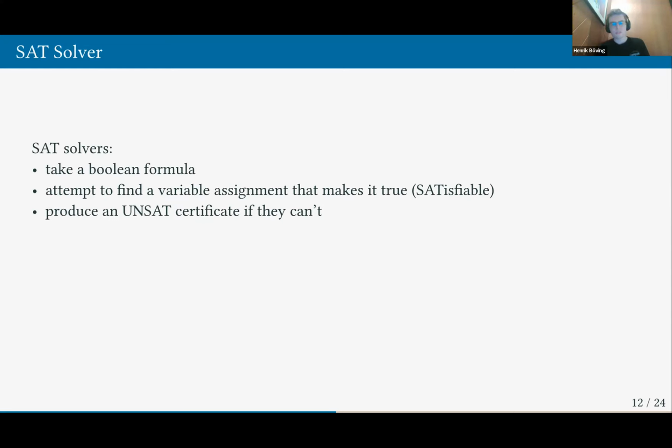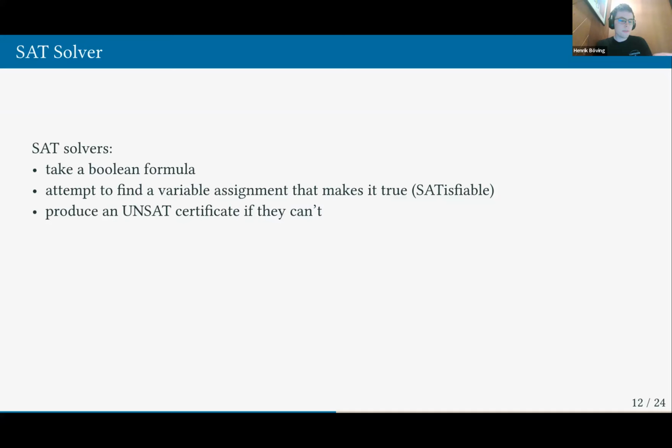And for that, we are going to use a SAT solver. And just a brief explanation, if you don't know SAT solvers, basically we give them a Boolean formula, and the solver will try to find a variable assignment that makes this formula true, and we say it's satisfiable, hence the name. And the important part for us is if it cannot find such an assignment, it's actually going to produce a so-called unsat certificate. And these certificates are, in essence, step-by-step proofs or proof sketches to show that the formula we gave it is equivalent to false.